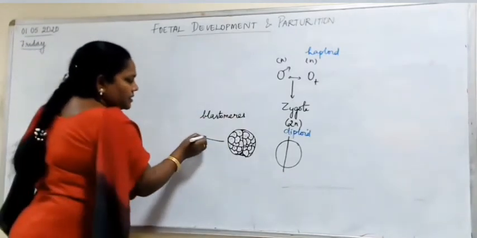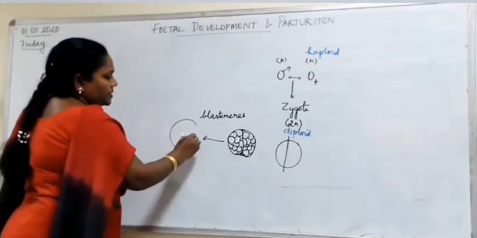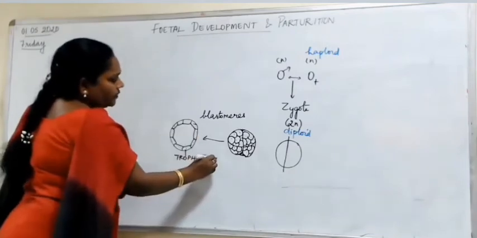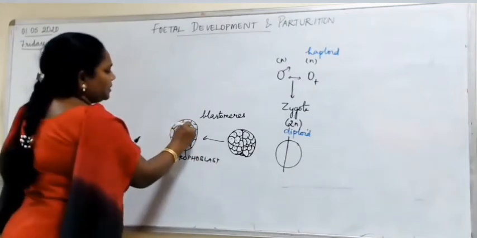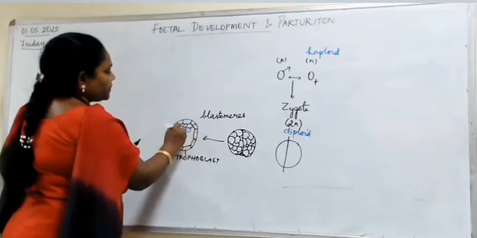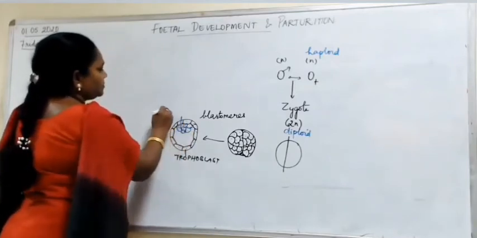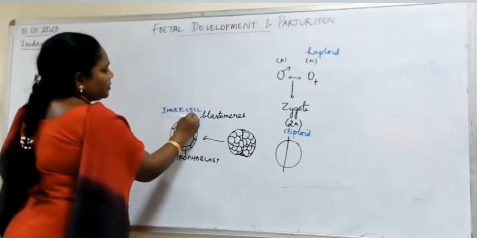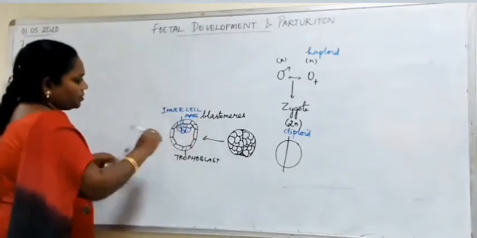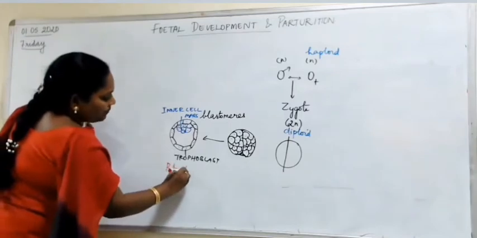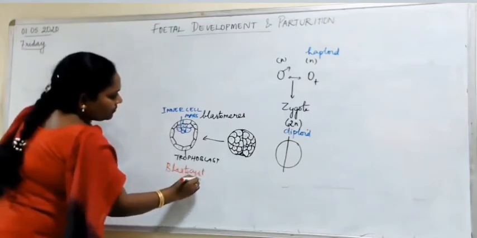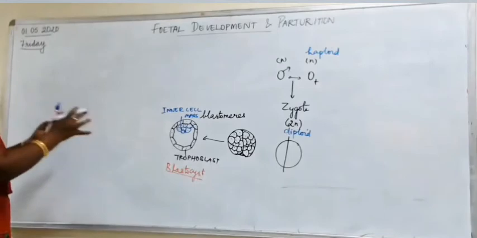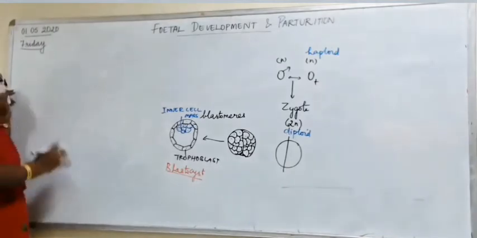And then this is converted into blastocyst. This is nothing but the inner cell mass. So the whole structure, you call it as what? Blastocyst. Now this blastocyst gets embedded in the uterine wall.